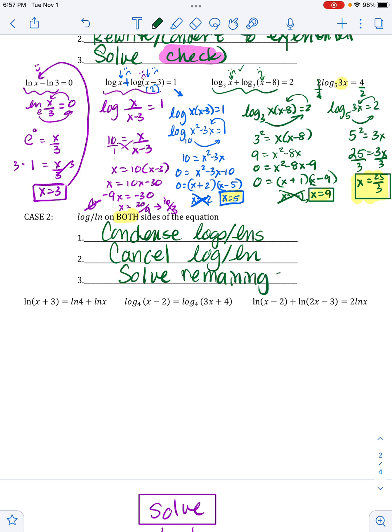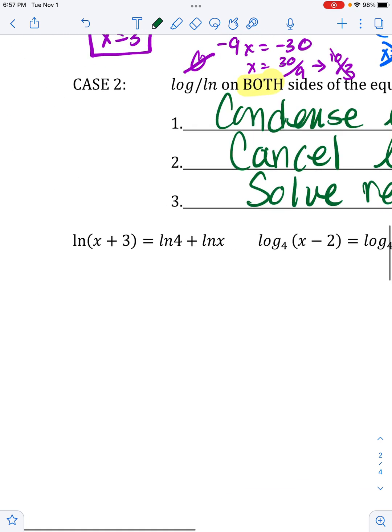But here again, you want to check because you're starting with logs. So there's a possibility that what you get as an answer will force you to take the log of a negative. So here, I can see with my eyeballs that there's an ln on the left side of the equation as well as on the right. The left side does not need condensing. It's already just a single log. But on the right, these have to be put together. They're separated by adding, so I put them together by 4x, like multiplication.